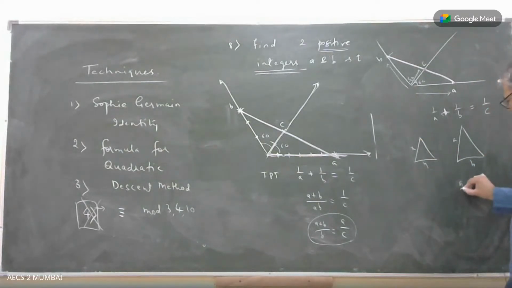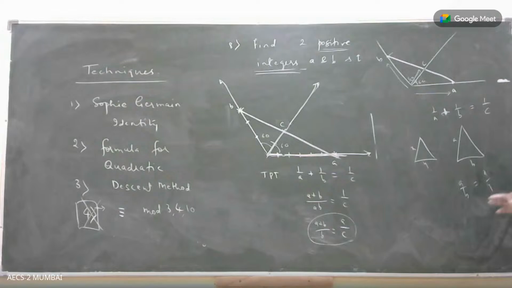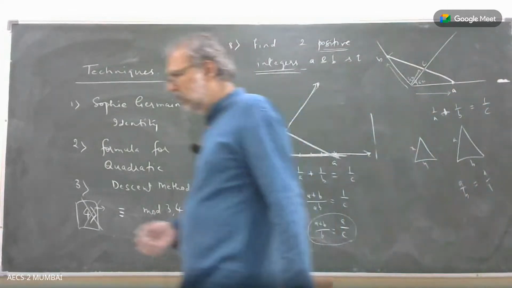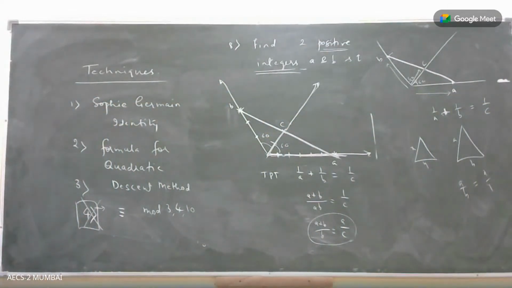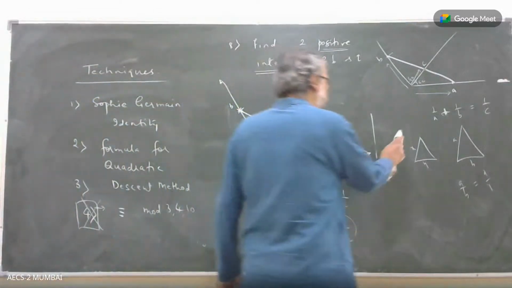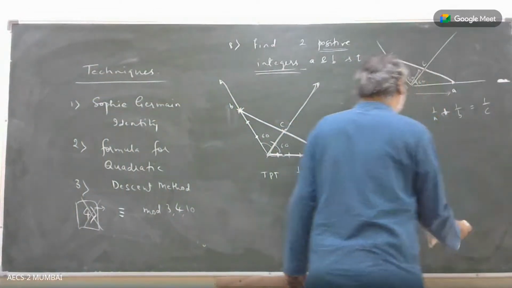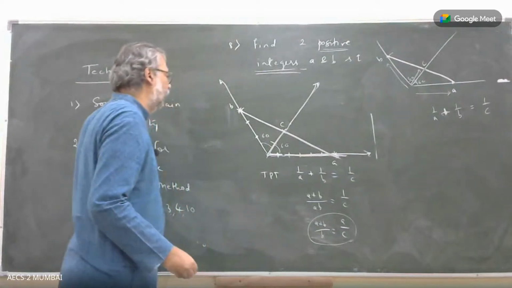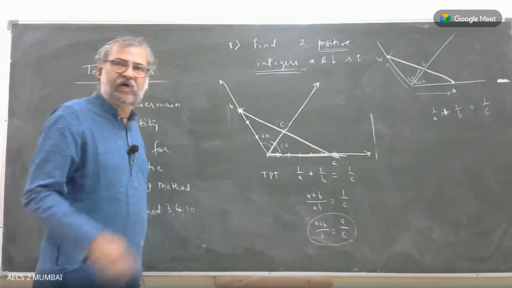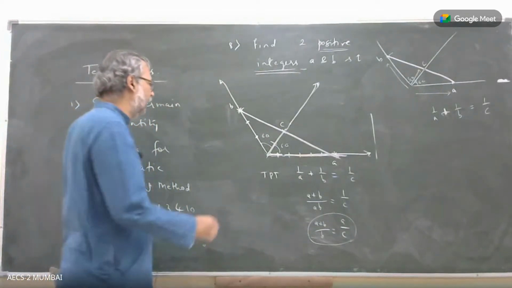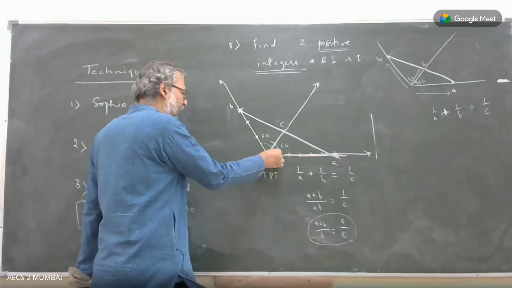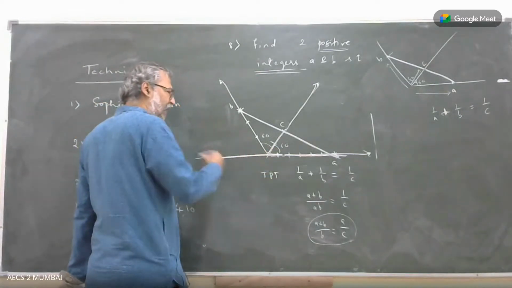Then I get ratios like a is to b is the same as x is to y, right? Is that okay? So somewhere I need to find some similar triangles, right? So we need to do some construction. Now, for example, I'll extend this on the back side.